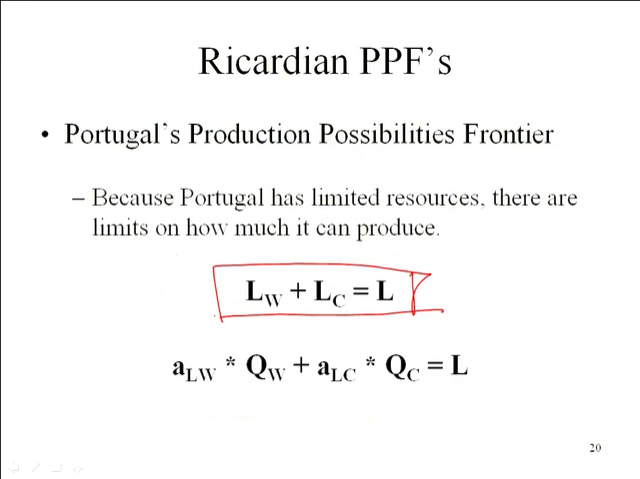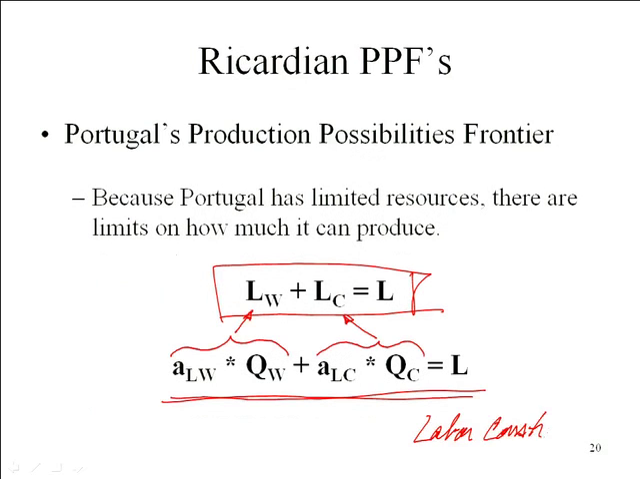And all workers are going to be employed, so they're either going to be working in one industry or the other. So substituting unit labor requirements times quantities, rather than the number of workers, allows us to write this particular equation as our labor constraint. So notice this is just a way of writing that labor constraint that we had in the previous chart. Now we can take this labor constraint and we can solve for the quantity of wine.